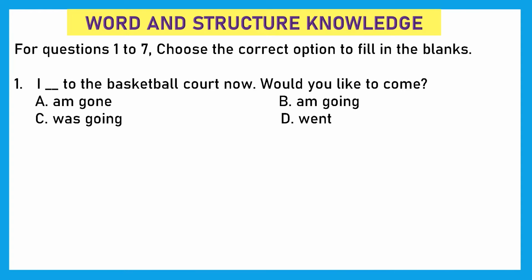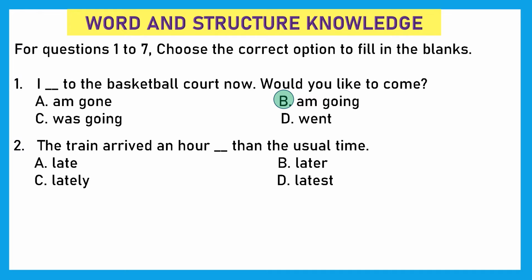Question 1. I dash to the basketball court now. Would you like to come? I am gone, I am going, I was going or went. Here the right option should be am going, because that is happening right now. It is mentioned that I am going to the basketball court now. So this is the right continuous tense option over here.